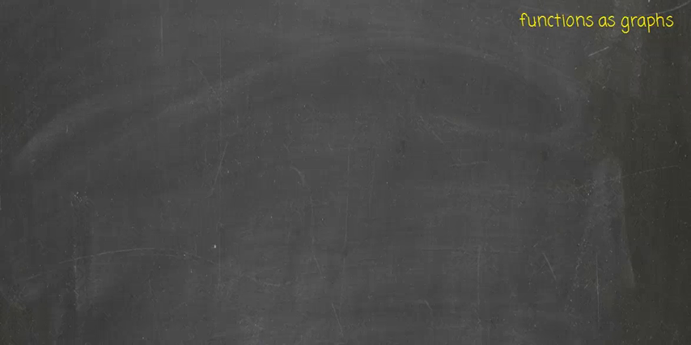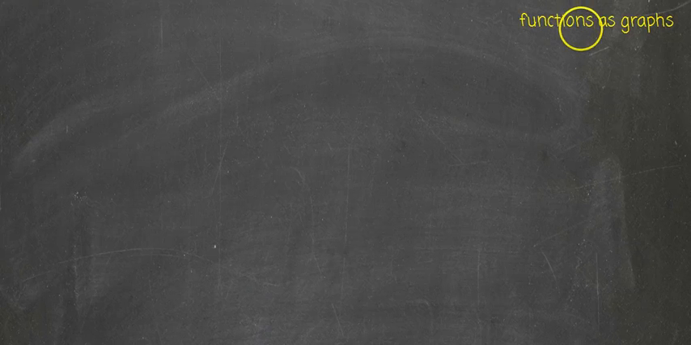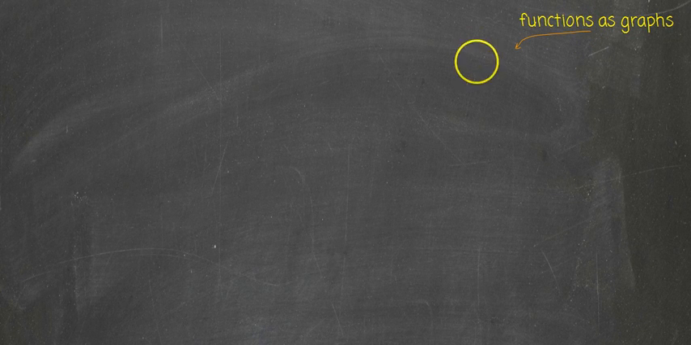Right, so now we're going to look at functions as graphs. Now remember, we talked about functions before. A function is a relation between two variables where one variable is the input variable and the other variable is the output. Okay, so now we're going to talk about functions as graphs. Remember, a function is just a relation between two variables where one variable is the input and the other variable is the output.